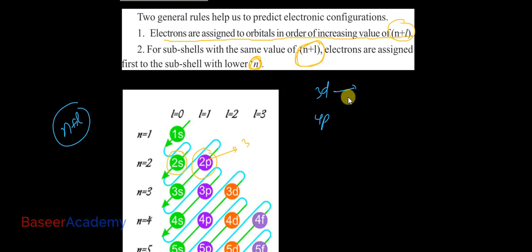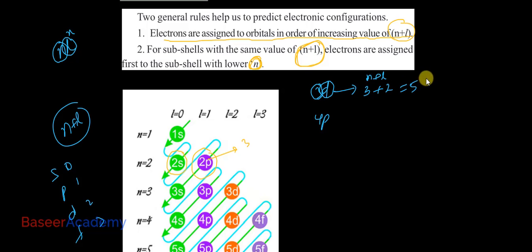Finding out n plus L value is not at all difficult. This 3 that you see here is the n value, because we see that the orbitals are denoted like this, right? N, L, X. This thing right here is nothing but the n value. So n value is 3. Plus, what is the L value? We have d here. The L value for d is 2. 3 plus 2 is 5.